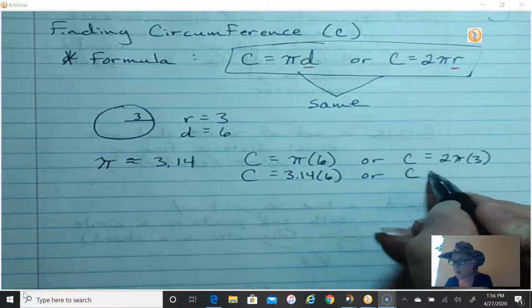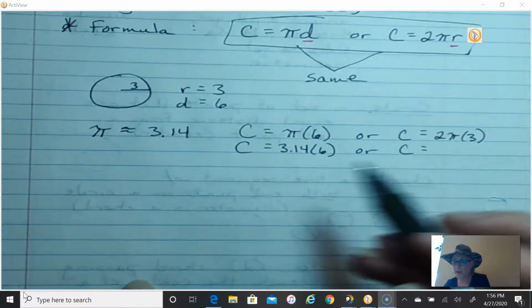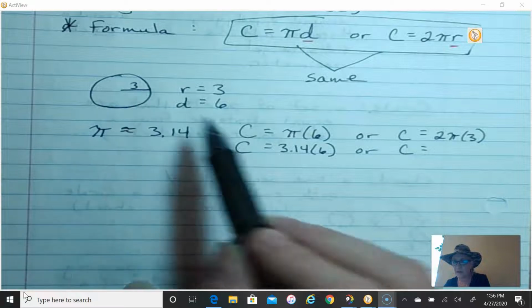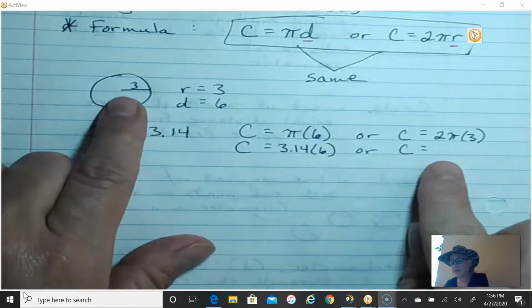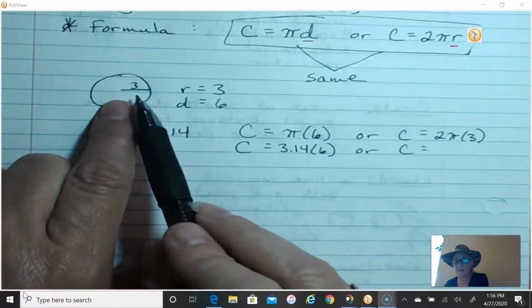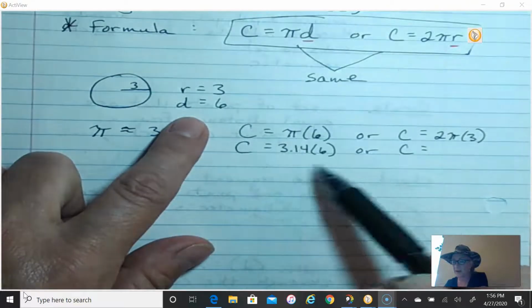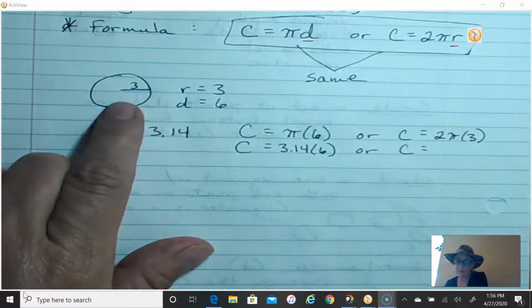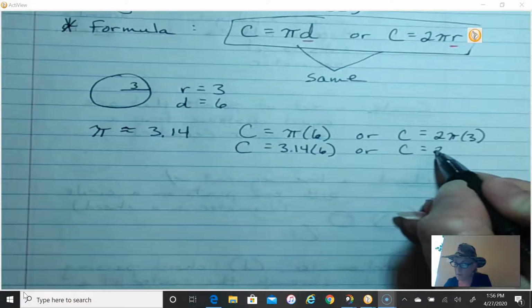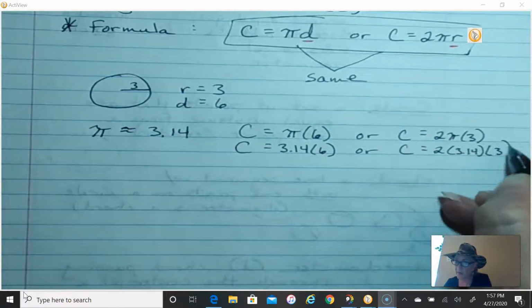Or we can use this formula. You don't have to do both. I'm just showing you how you can use both. If that's all you're given, you could still use both. I know there are kids that don't want to do that extra step with the 2, so they will purposely, for whatever reason, double up the radius, get the diameter, and go this route. It's up to you. So 2 times 3.14 times 3.